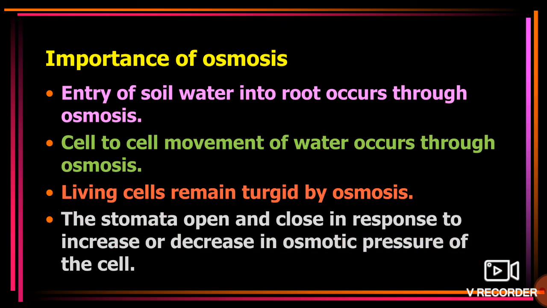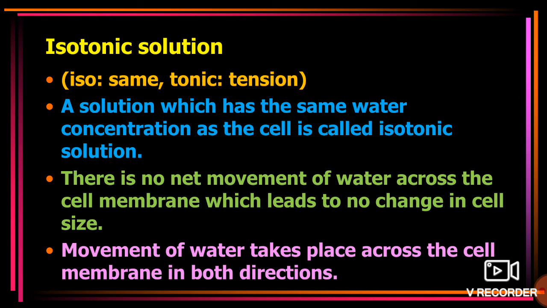So opening and closing of stomata is possible because of osmosis. So these are the importance of osmosis. Now let's see what isotonic, hypotonic and hypertonic solutions are, and how a cell behaves when it is placed in three different types of solution.